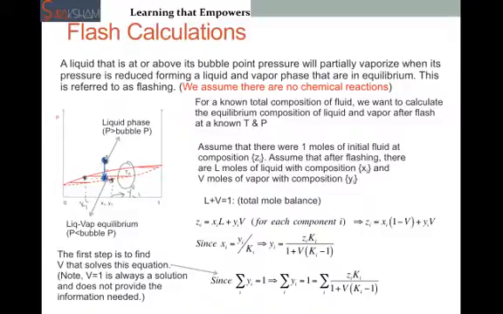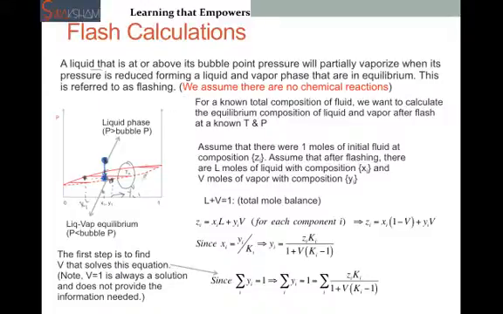This process of suddenly reducing the pressure and causing a change in the phase of the system is called a flash. This is very useful in separations, so we will look at this a little more closely. A liquid that is at or above its bubble point pressure, this pressure here is the bubble point pressure for this composition right here, will partially vaporize when its pressure is reduced, forming a liquid and vapor phase in equilibrium. It will partially vaporize if its pressure is brought down here. If its pressure is brought down here, it will vaporize completely. This process of partial vaporization is called flashing, and of course we assume that there are no chemical reactions.